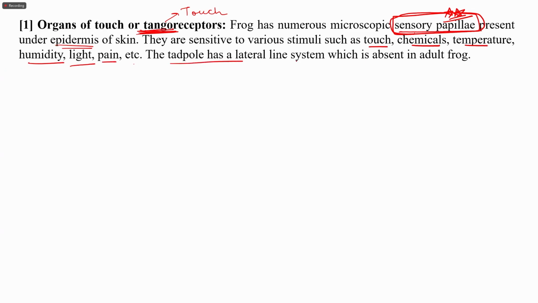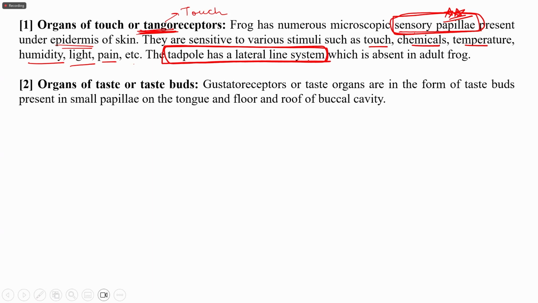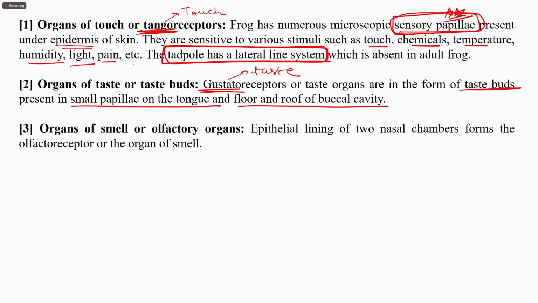The tadpole has a lateral line system which is absent in the adult frog, and this lateral line system acts as a sense organ or sensory receptor for the tadpole. The second is the organ of taste or taste buds. These are also known as gustatoreceptors. Gustato is related to taste, tango is related to touch. Taste organs are in the form of taste buds, which are present in small papillae on the tongue. These small papillae on the tongue and the roof of the buccal cavity help in tasting.